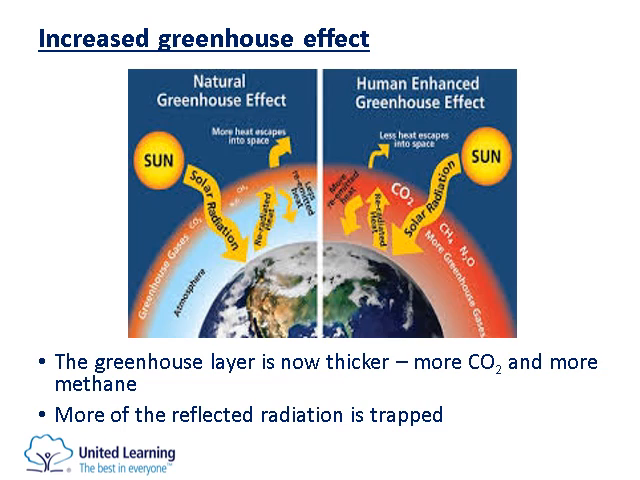So as you can see, the human enhanced greenhouse effect, you've got a much thicker layer of greenhouse gases. So you've got much more carbon dioxide being produced, which is CO2. Methane is CH4. And we've got much more water vapour, as well as much more nitrogen oxide. So there's more greenhouse gases, and that layer has become much thicker.